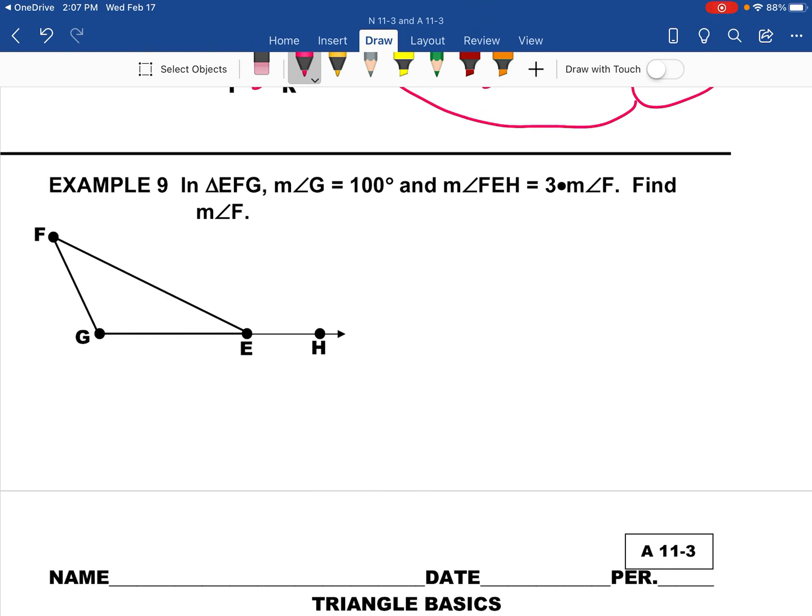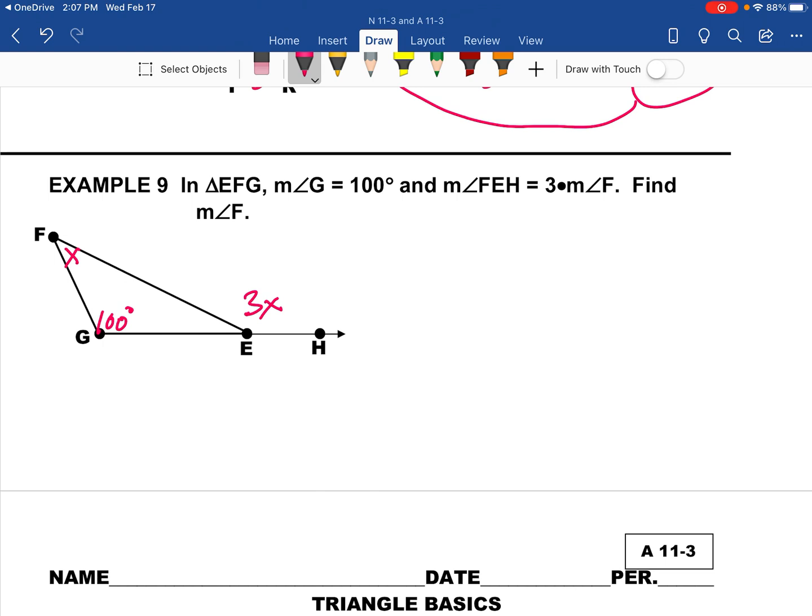Last example, example 9. Okay. It says in triangle EFG, the measure of angle G is 100 degrees. The measure of angle FEH is 3 times the measure of angle F. Find the measure of angle F. All right. So I'm going to name the angle F X, and then if FEH is 3 times that measure, it's going to be 3x.